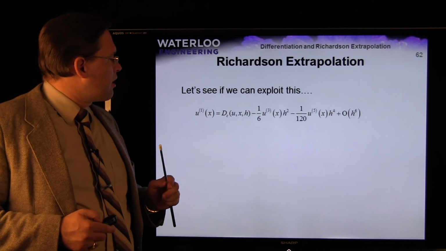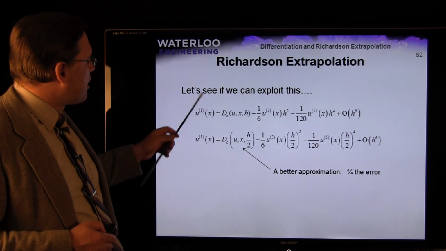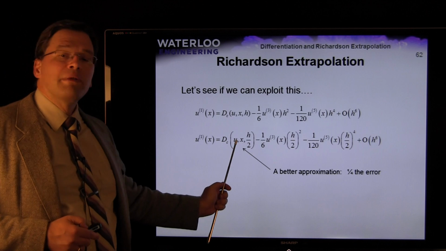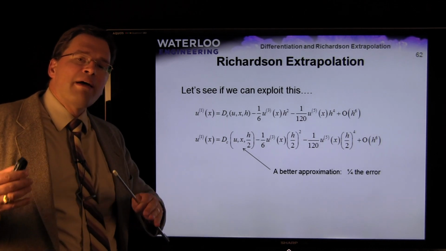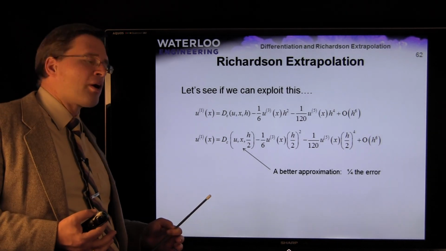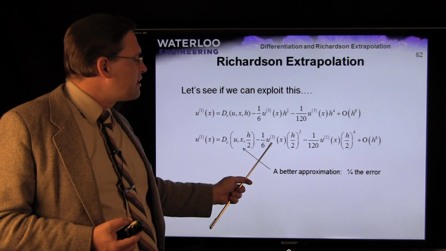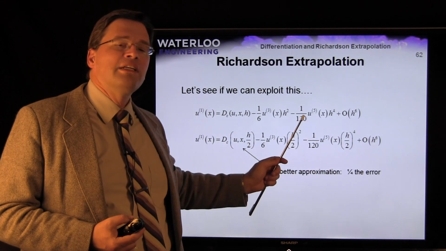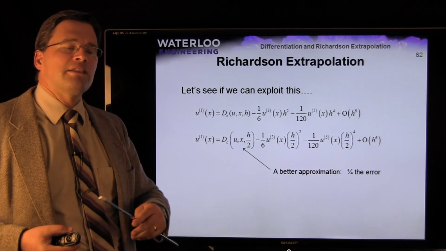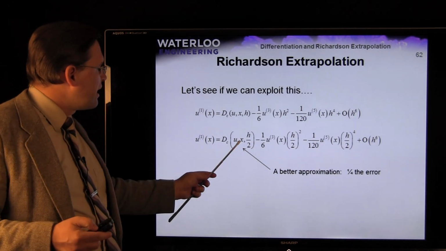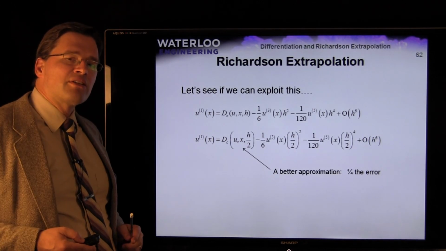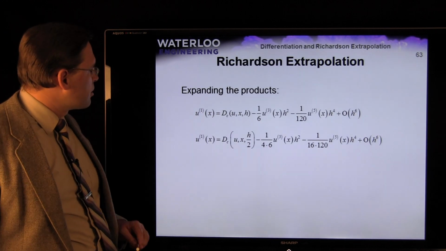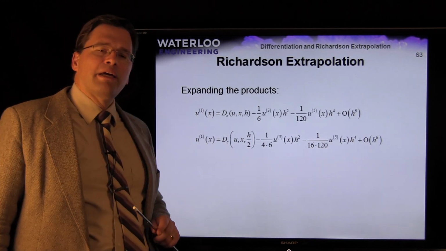Now, let's see if we can exploit this correctly. Here is our approximation. And now, let's use the same centered divided difference approximation, but let's pass the value of h over 2. That means that we're going to get a better approximation. Why? Because here, this error term is now reduced by a factor of 4. This error term is reduced by a factor of 16, and so on and so forth. So the error is being reduced by approximately a factor of 4. Expanding this out, we get those terms. And now let's see what happens.